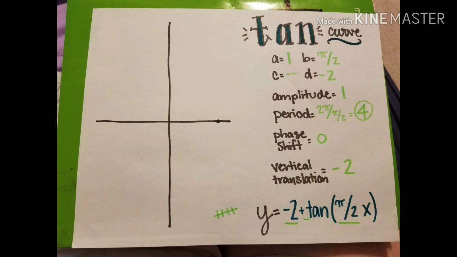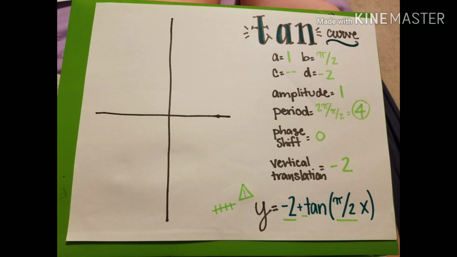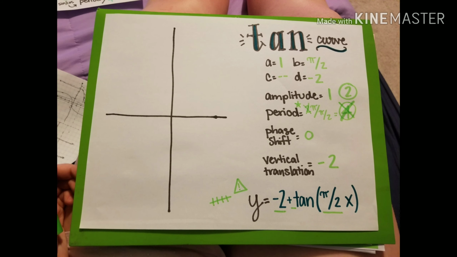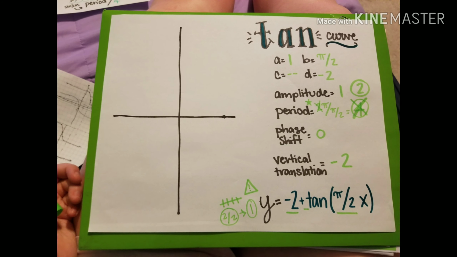Okay, now let's do intervals. That's our period over 2, and hold on a minute. Remember, for tangent, to find your period, you use pi over B, not 2 pi over B. So let's redo our period. Now we'll do our intervals again, which is our period 2 over 2, and that gives us 1.